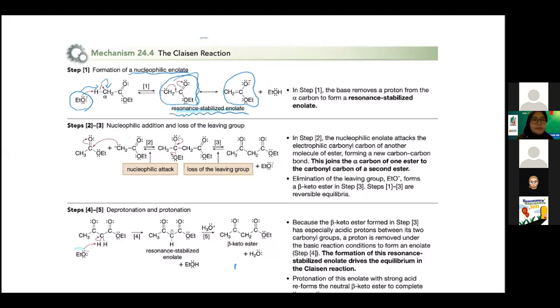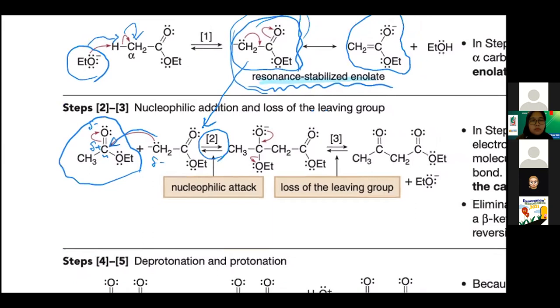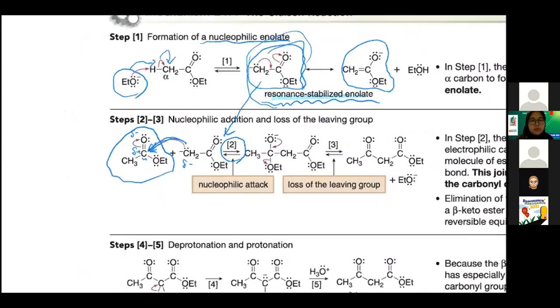The second step is the nucleophilic attack. This one attacks another molecule of the same compound, here. Usually the carbonyl oxygen is electron rich, and the carbon next to it is electron deficient, the plus, so it always looks for a nucleophile. So this is the nucleophilic attack. The reaction happens easily: this is the negative charge, this is the positive charge.